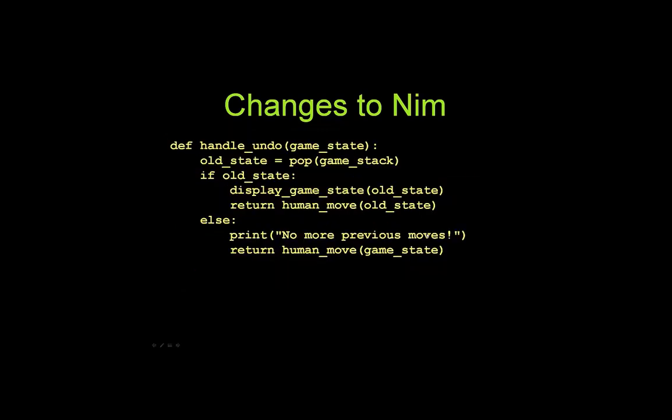Now, how do we handle undo? This is the quick overview. It's quite simple. The old state is the thing that is on top of the stack, so you pop it from the top of the stack. Now, if old state, what does this do? This checks whether or not it is null. If there's nothing in the stack, then you read null, so this will be false, and you go to no more previous move, and then you return the current move. If not, you display the previous move, and then you return the human move of the old state. That means you will ask the human to move again.